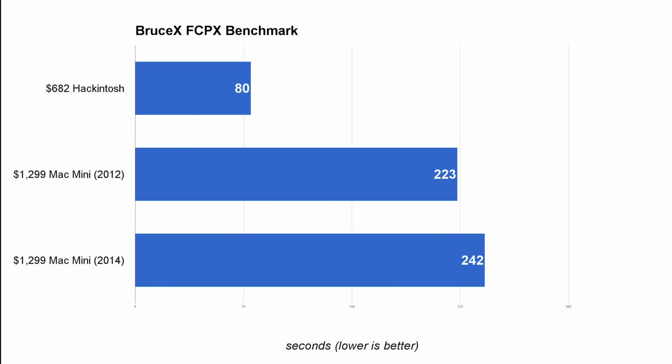Now, it kind of makes sense. You're a little bit sympathetic. It's a 4-year-old machine. Give it a break. All right, let's try the newest machine from Apple, the top of the line $1,300 2014 Mac Mini. It took 242 seconds to export the same project. 242. That's almost 3 times longer than my $682 Hack Mini. So yeah, you could say it's pretty darn good at video editing.